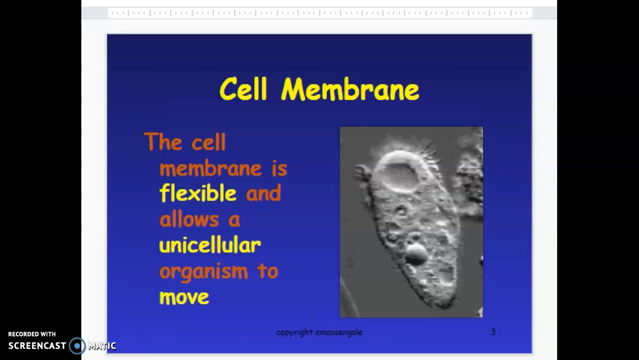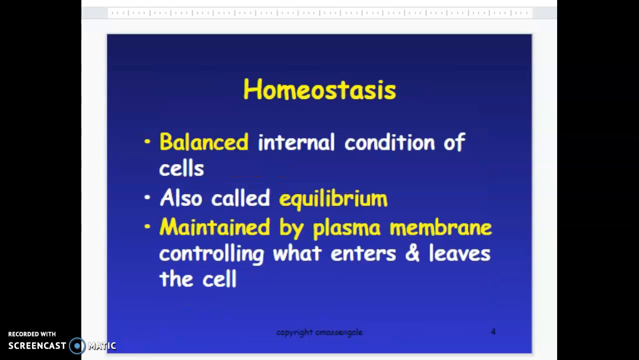The cell membrane is very flexible. For unicellular organisms, it allows those to move like amoebas. Now in us, the multicellular, one of the main reasons that we have the cell membrane, it's going to help us maintain homeostasis, and that's going to keep our cells balanced on the inside. We also call that equilibrium. Another name for the cell membrane, we call it a plasma membrane, and it's going to control what enters and leaves cells.